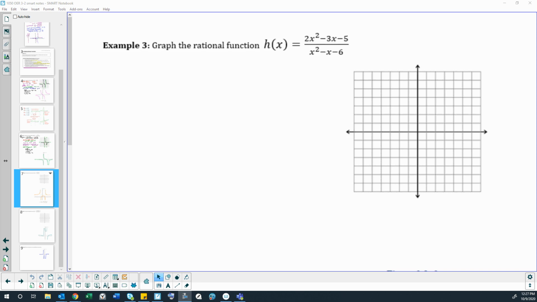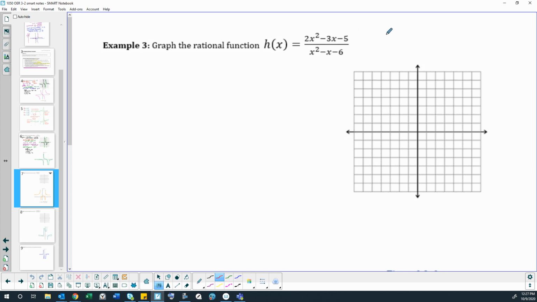Section 3.2, Graphing Rational Functions, Example 3. Graph the rational function h of x equals 2x squared minus 3x minus 5 all over x squared minus x minus 6. The first thing we need to do is factor both the numerator and the denominator, so let's do that.